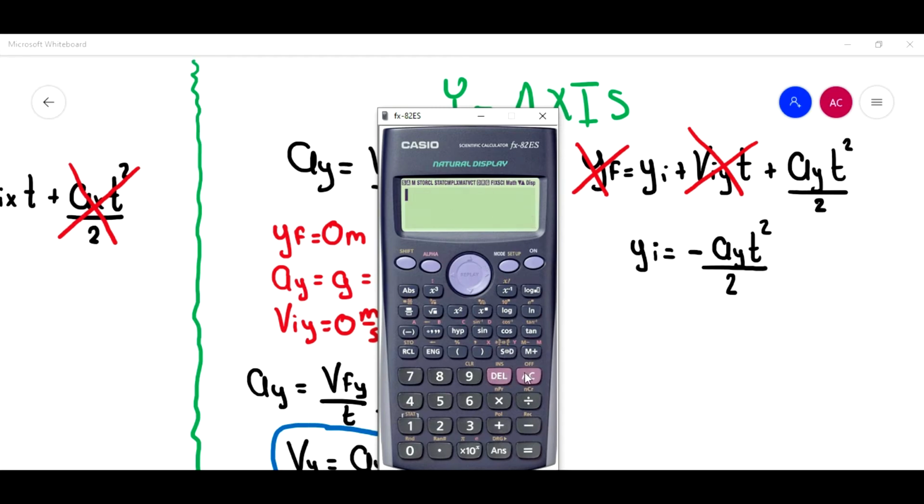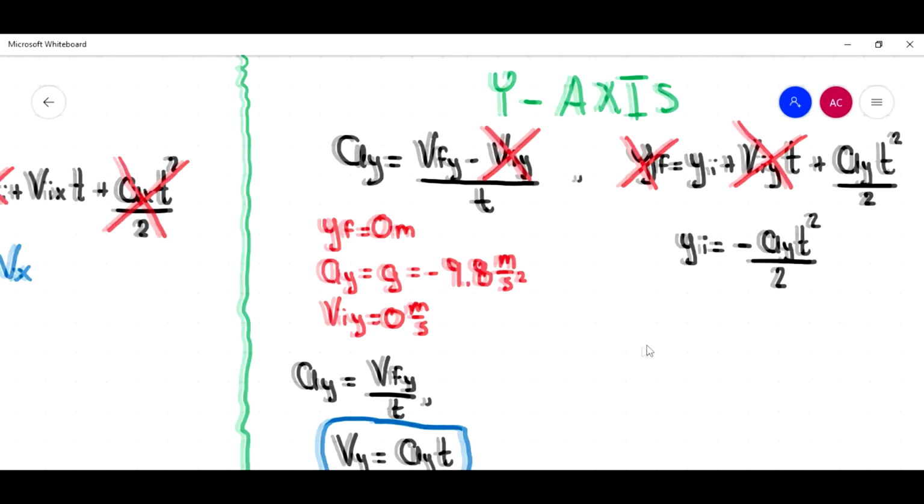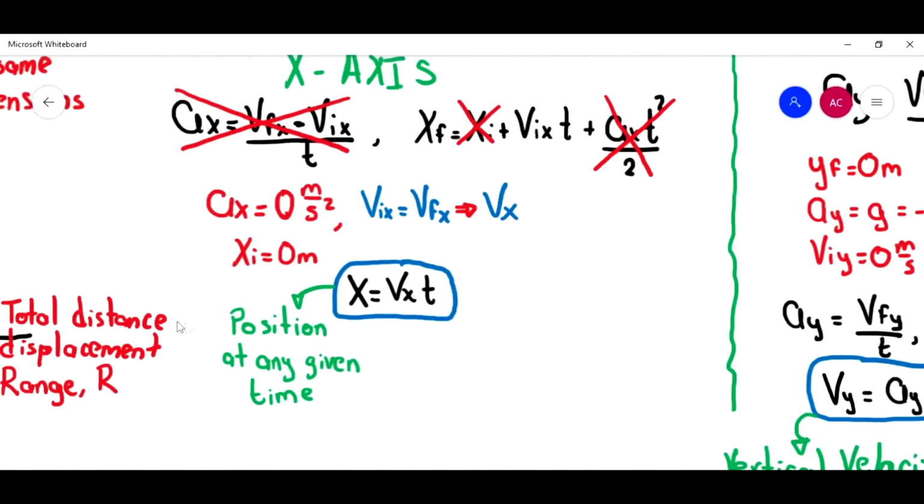Oops, I made a mistake. Sorry. It's negative times negative 9.8, and that multiplies the time. In this case, it's going to be 1 second raised to the square, and everything will be divided over 2. Okay, I can do this over 2. So if you see, it's 4.9 meters.